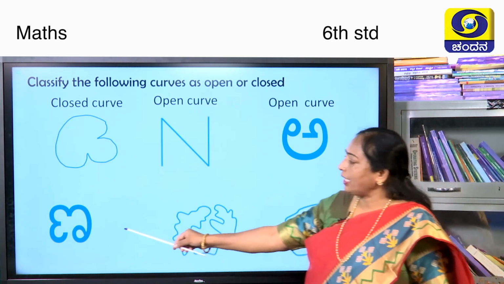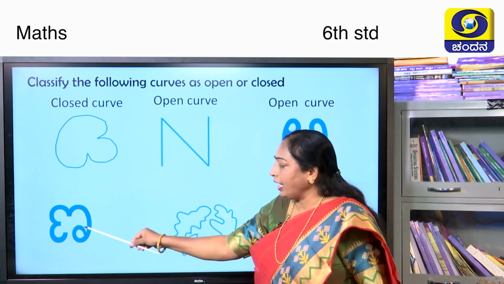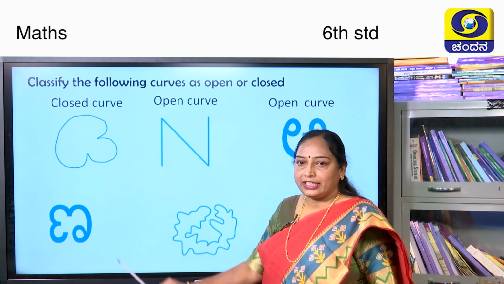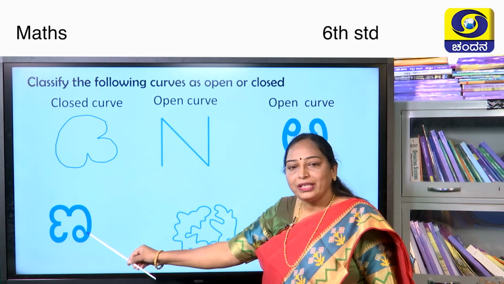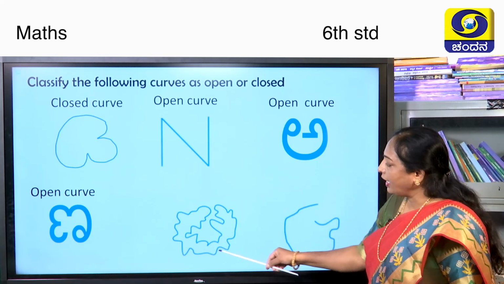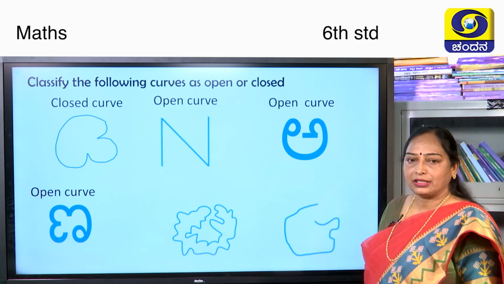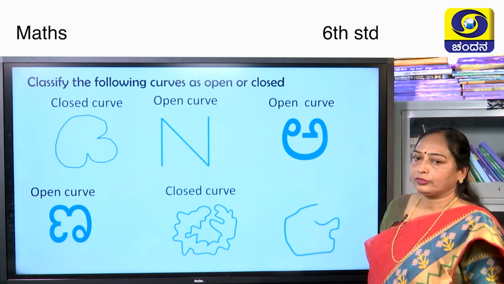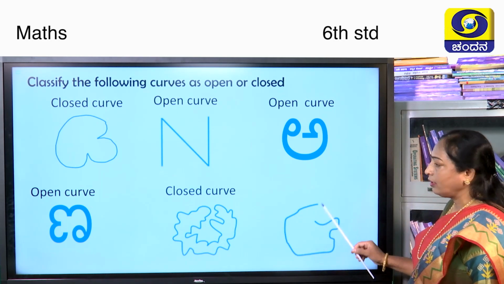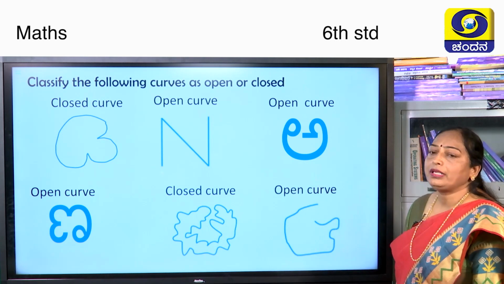Let's see this Kannada letter Na. How do we write this? The starting and ending points are different. What is the type of curve? It is an open curve. Next one. Starting and ending points are the same. Therefore, this curve is a closed curve. The last one, starting and ending points are different. Therefore, it is an open curve.